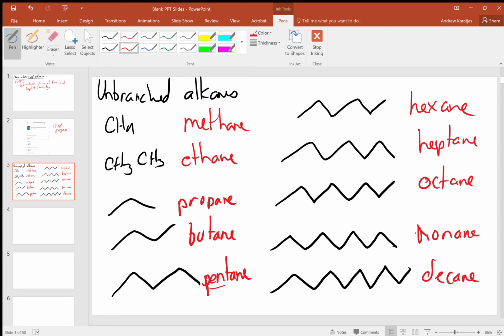So that's the first piece. That's the basic piece that we need. Again, we can't do any other nomenclature without knowing the names of our unbranched alkanes. Those are the basis for all of organic nomenclature. Now, most organic molecules are not this simple. They're much more complex. So how do we start taking that into account? And how do we start putting those in?